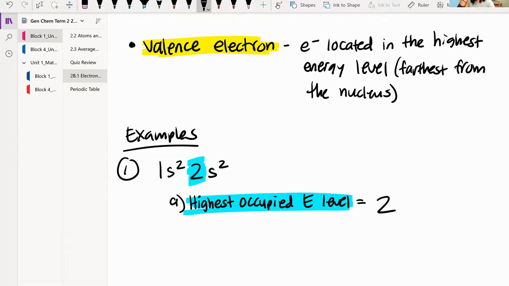So the energy level farthest from the nucleus that contains electrons is the second energy level. All right, cool. Question B.